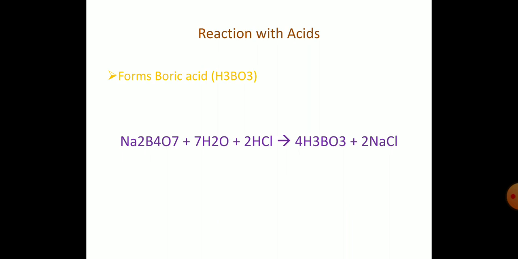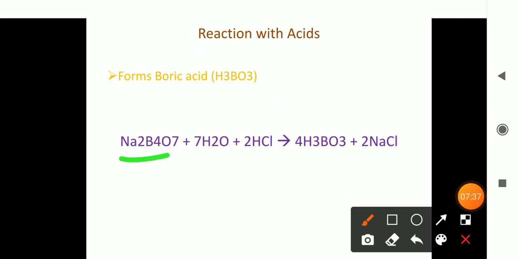Okay, so look at this equation. Borax, Na2B4O7 plus water plus hydrochloric acid. So when all these things react together, as we have seen here, the product will be boric acid. What is the formula of boric acid? H3BO3 is the formula of boric acid, and the byproduct is sodium chloride. So we can say, when borax is allowed to react with hydrochloric acid, the product is boric acid and the byproduct is sodium chloride.